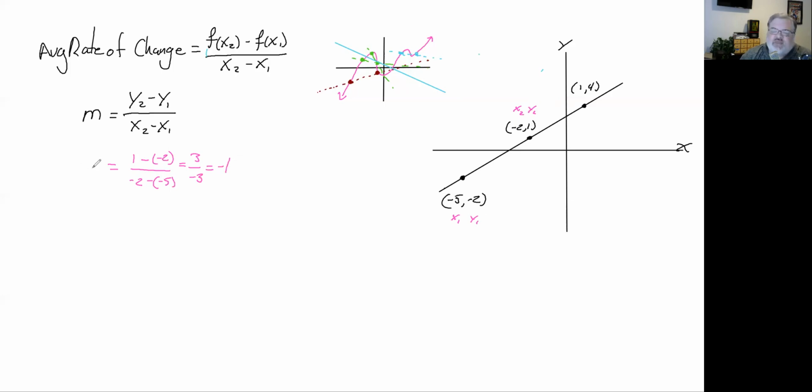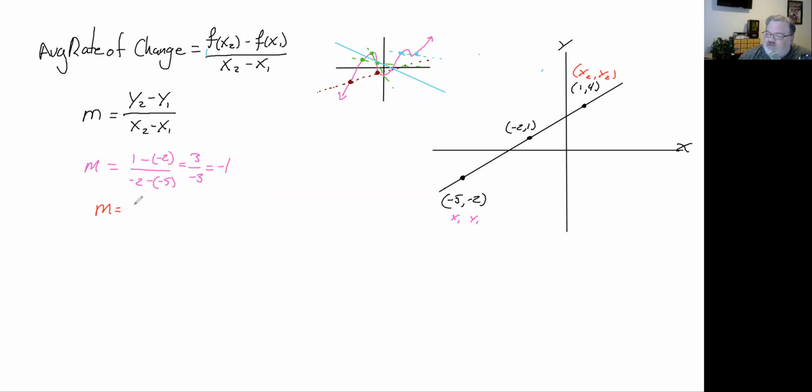Oh yeah, that makes sense. So we'd have a slope of -1. If we instead chose a different pair of points, let's say we didn't use that point and instead used this point as our x2, y2. If these are all on the same line, we call them collinear. If they're on the same line, collinear, then that slope should be the same.